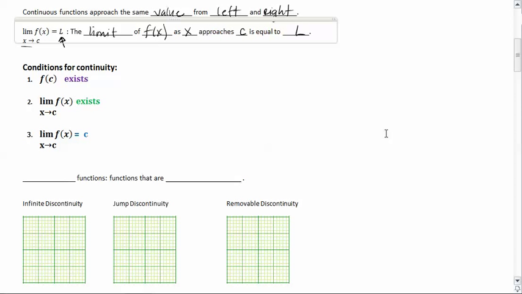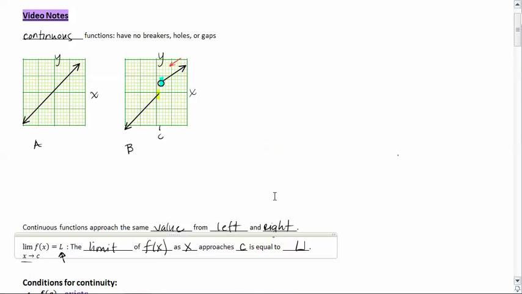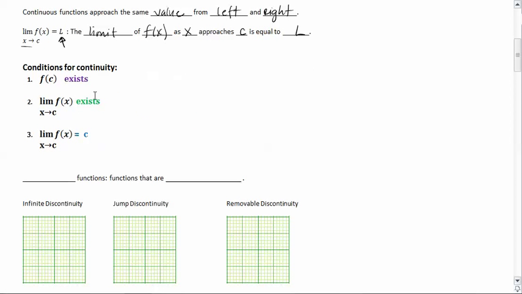So we have three conditions in order to satisfy continuity. The first one is that f of C exists. So we have to have some value. If we plugged in C, we need to make sure we're getting some value. We could have C in this graph too. We plug in C to our f of x, we get some value.